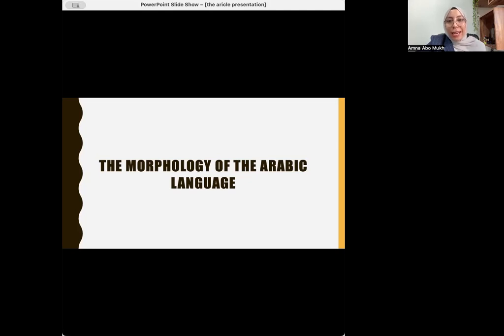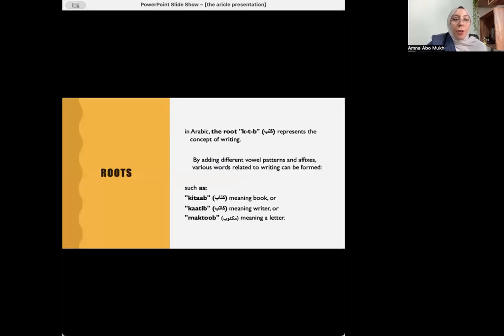Arabic is a Semitic language that's characterized by a root-pattern morphology. Let's take, for example, the root kataba that represents the concept of writing. By adding different vowel patterns and affixes, various words related to writing can be formed, such as kitab, that means a book in English, katib, that means a writer in English, and maktub, that means a letter in English.